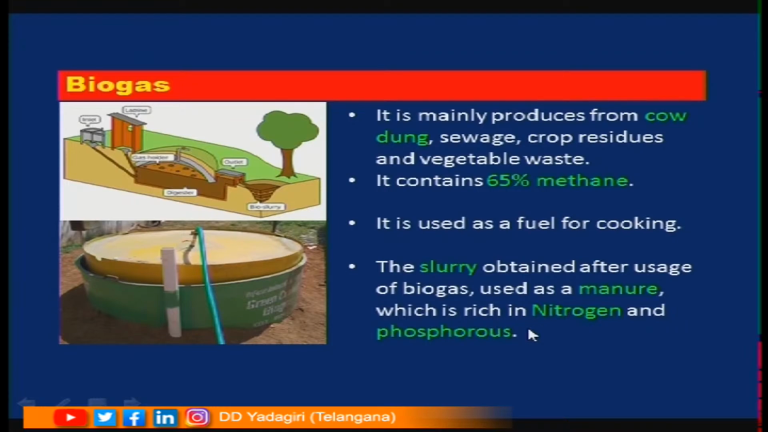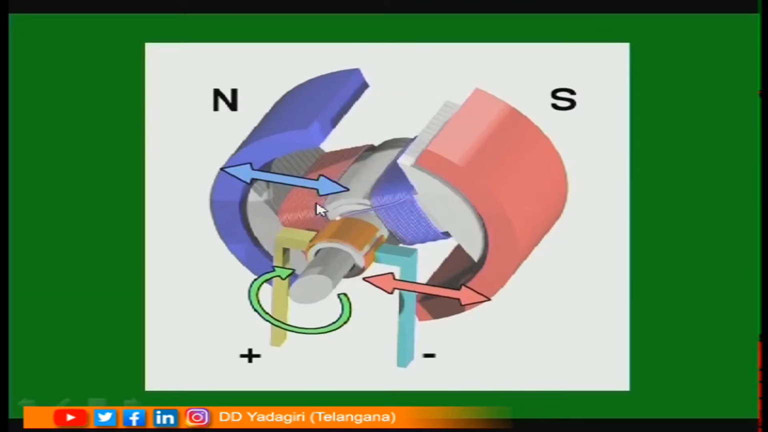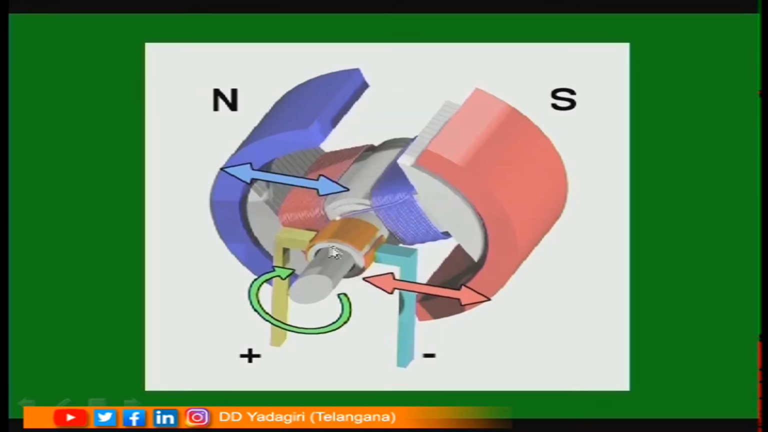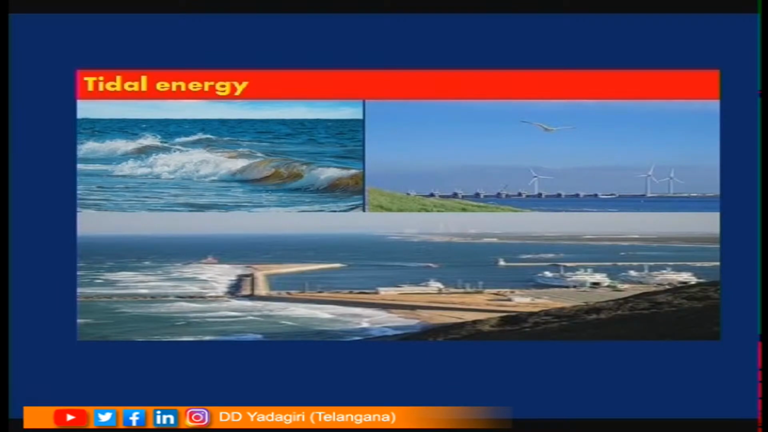See children, before going to the next source of energy, I am going to explain what a generator is. A copper wire wound on a coil, when you rotate the coil in a magnetic field, produces electricity. Electricity is induced. We have tidal energy. That means when you place big turbines inside the ocean, whenever the tides occur, those tides run the turbines. When the turbine rotates, what happens? It is connected to the generator, and in that generator the coil rotates and electricity is generated.